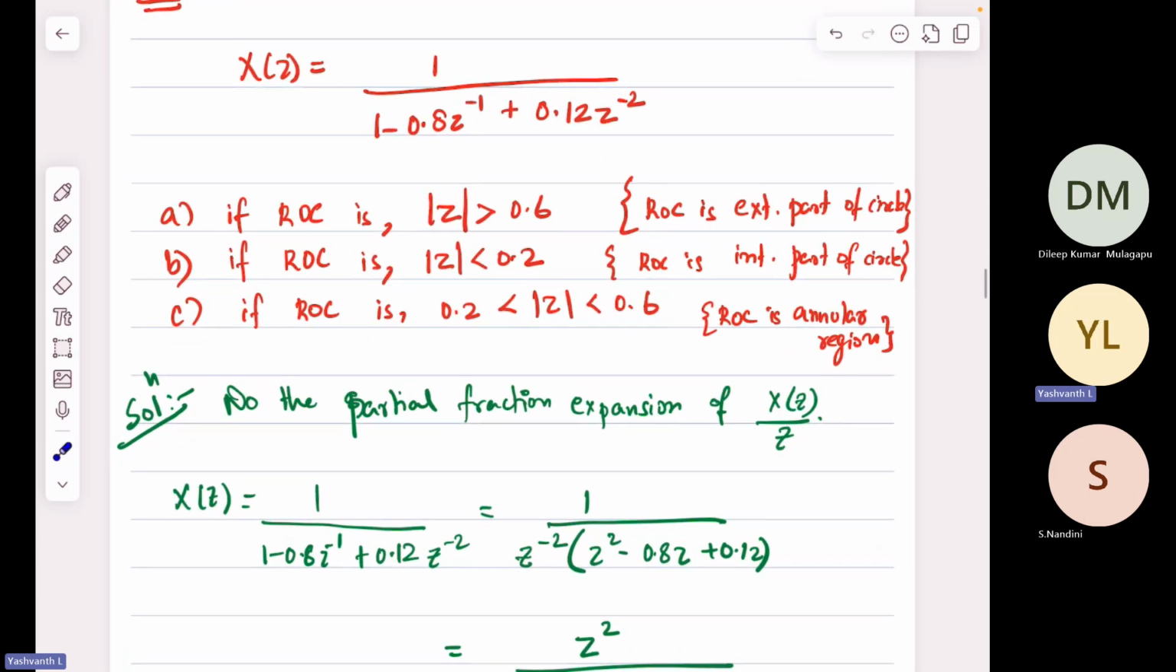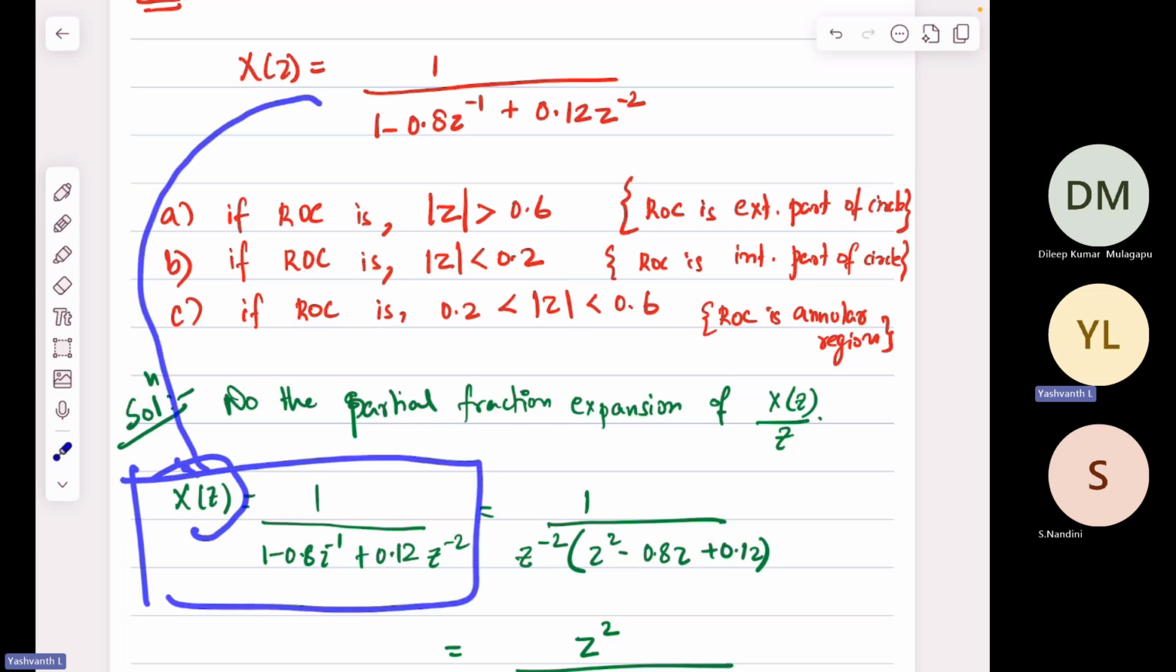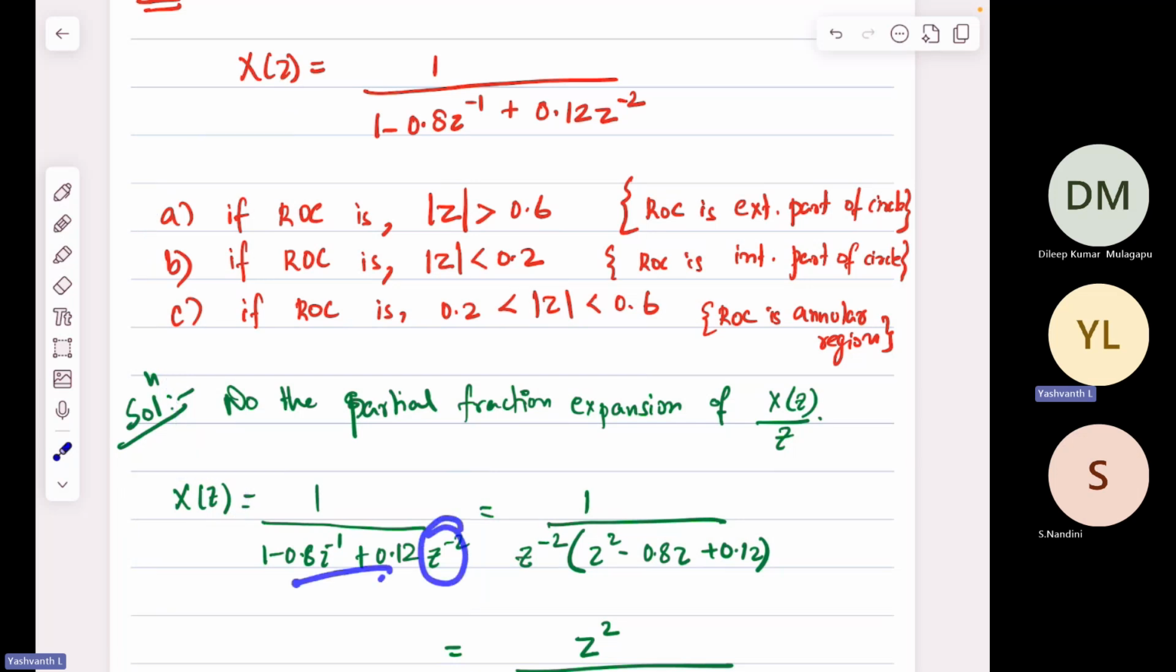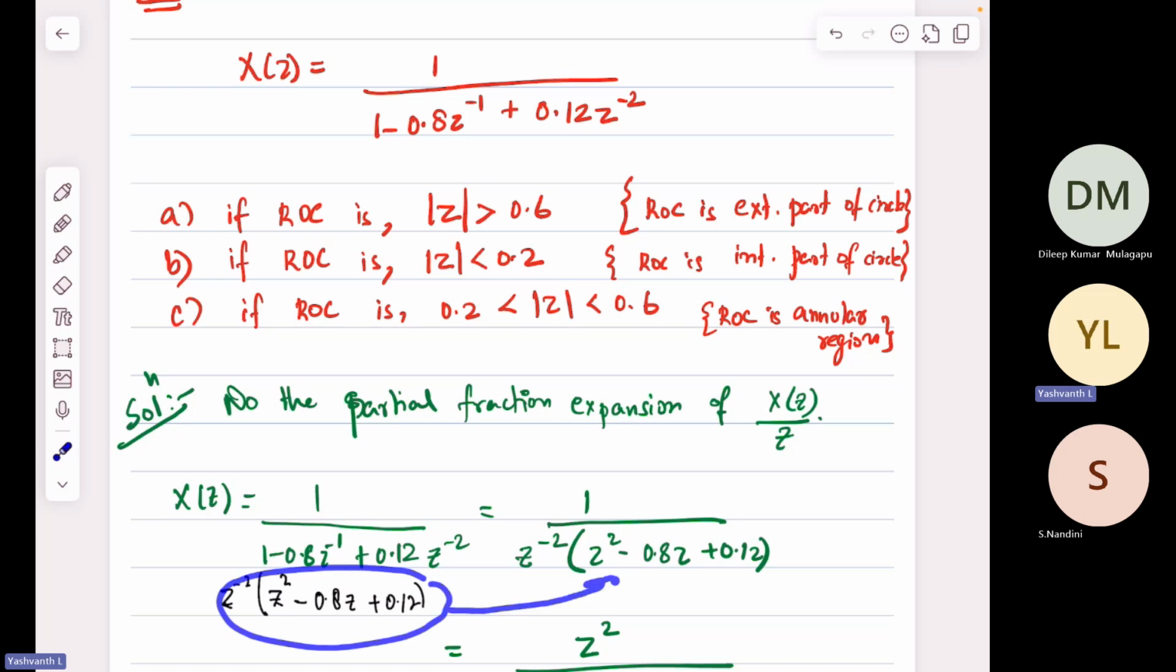As usual, what did we do? We have to compute the partial fraction expansion of X(z)/z. So see here, X(z) is 1 / (1 - 0.8 z^-1 + 0.2 z^-2). I will take z^-2 common. The first term gets z^2, the second term gets 0.8 z, and the third term gets 0.12. That is precisely what I wrote here also.